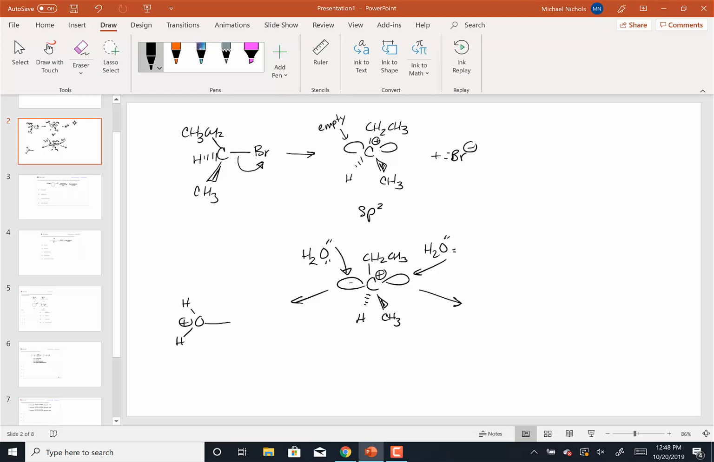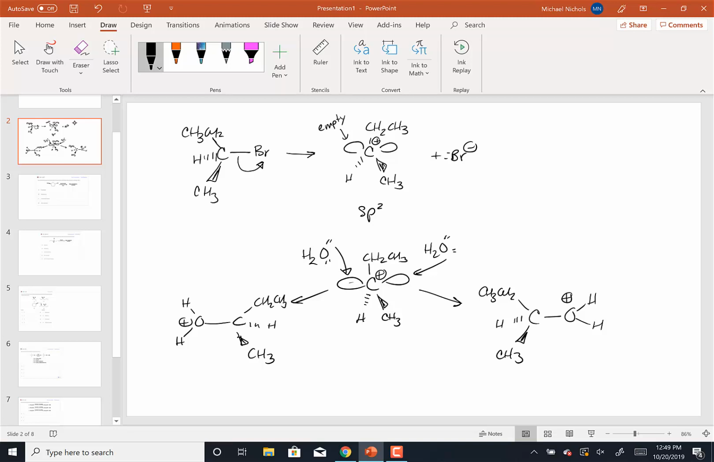this oxonium ion. And now if it adds to the left lobe, then the ethyl group, the hydrogen, and the methyl group all end up on the right-hand side because the water is added to the left lobe. If the water adds to the right lobe, then I end up with my oxonium ion on the right side, and the ethyl, the hydrogen, and the methyl will all be on the left-hand side.